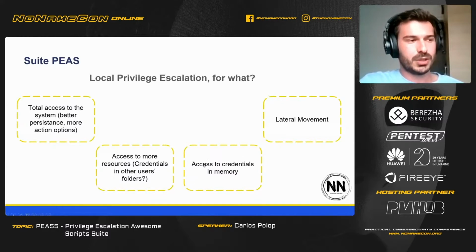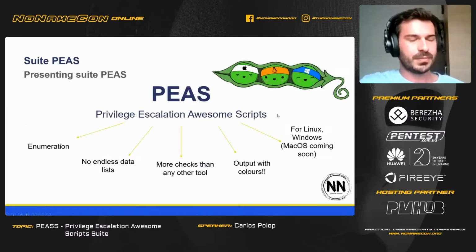This could also be interesting in Linux. You can also find some credentials inside the memory of processes in Linux. And also, lateral movement is going to be much easier when you are a high privilege user than when you are a regular user. So we have seen a lot of reasons to try to escalate privilege from a regular user.